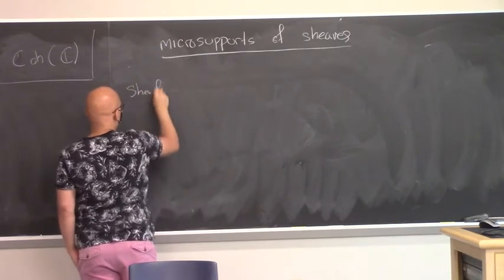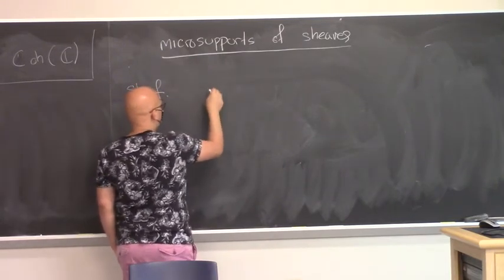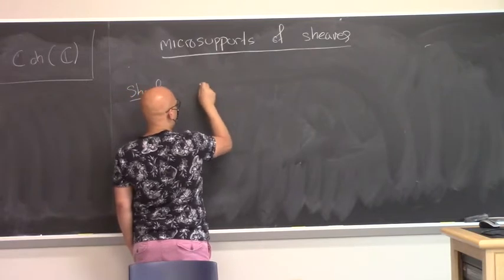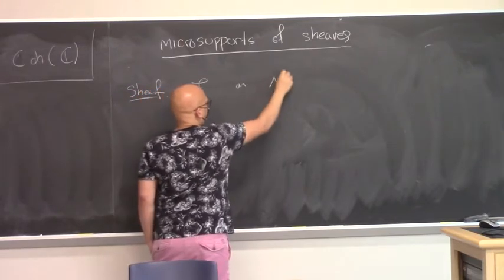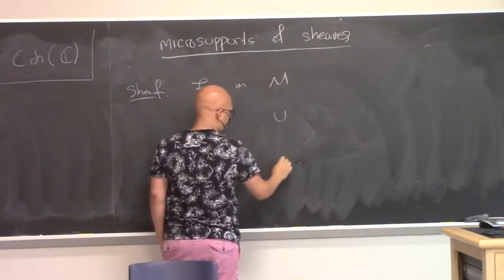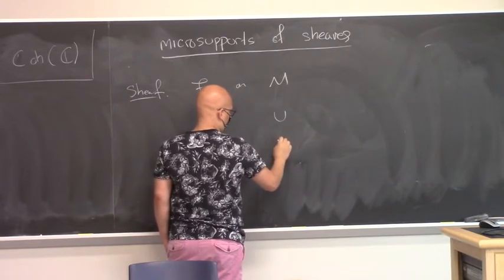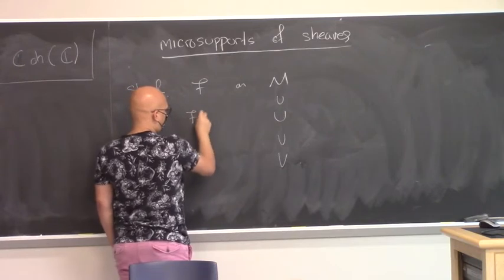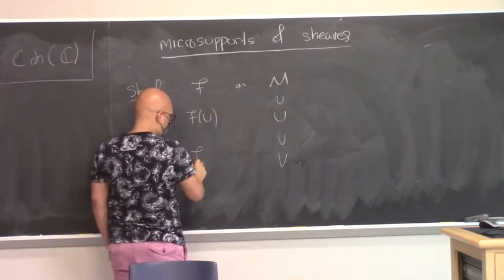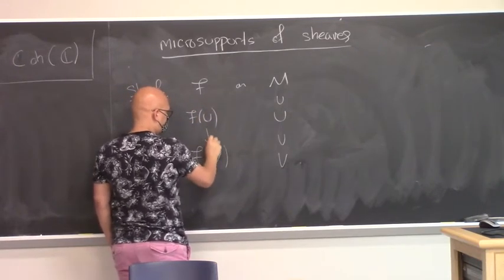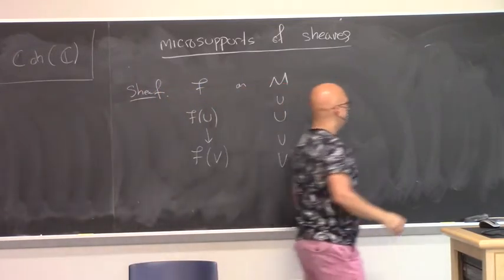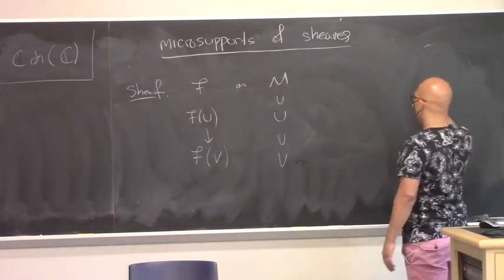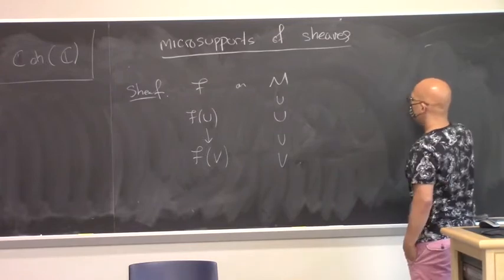What is a sheaf? A sheaf is something on some topological space M, which when you have an open set U assigns something called F(U). And when you have V inside U inside M, then F assigns something to V, and there's a restriction map. And that's all that I need to know to tell you what micro-support is.